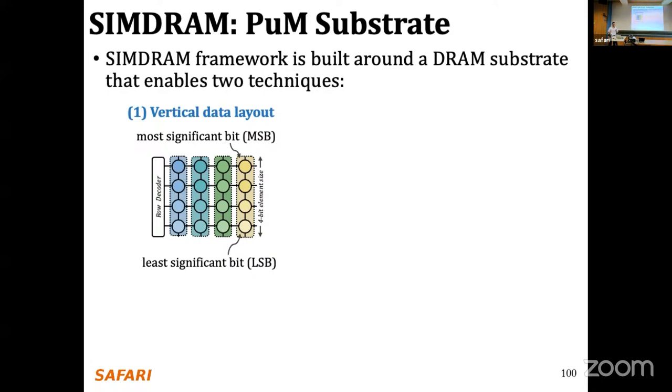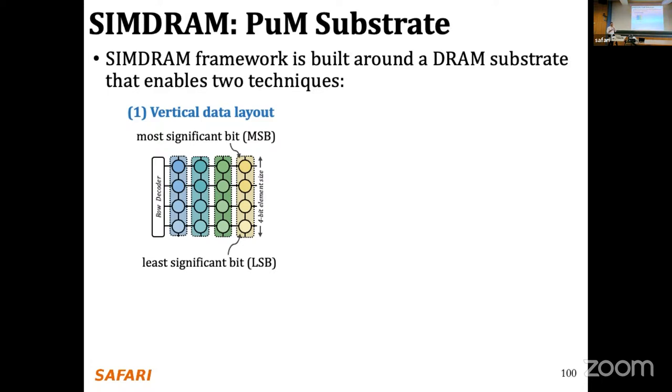So in the end, the operations that you're going to be able to implement are limited to any operation that does not require this data propagation across different iterations of the algorithm. So this is why we are using this vertical data layout. Now your elements are all laid out in a vertical way. And if you want to propagate, each column here is going to be different bits of a particular data structure.